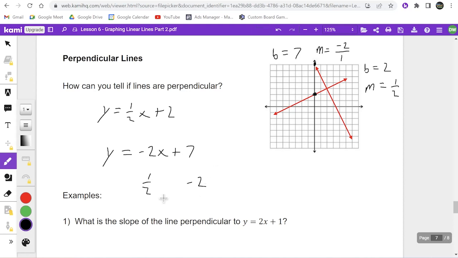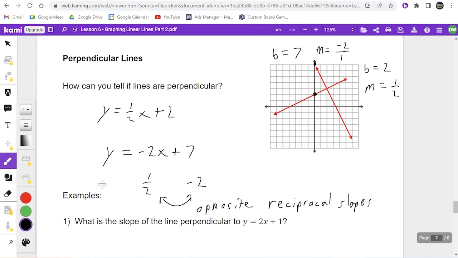These two slopes, we like to say in math, have opposite reciprocal slopes. What does opposite mean? It means one's negative, one's positive.